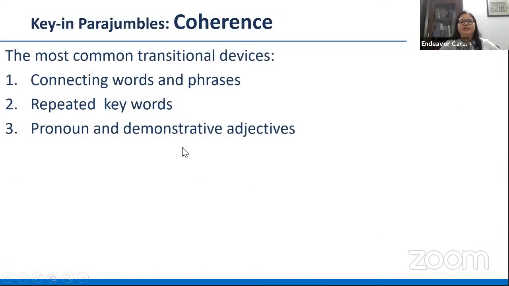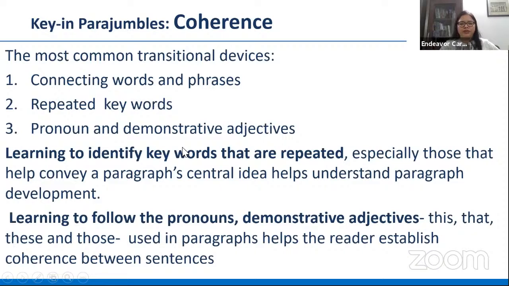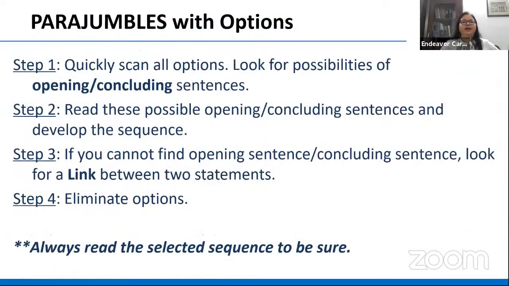So the common transitional devices, this is what they do, correct? We just discussed this. This is what I mentioned with the previous slide. Next, let's spend some time understanding parajumbles with options too. When I have parajumbles with options, while links and all these things are extremely important for me, it is also very important for me to take the help of the given options.